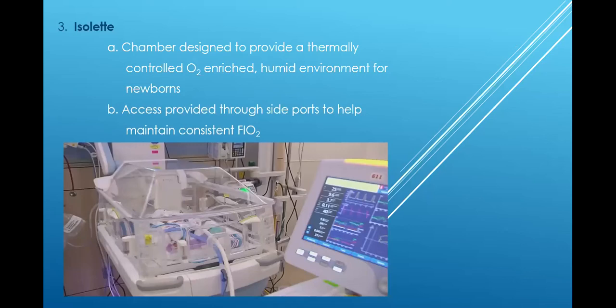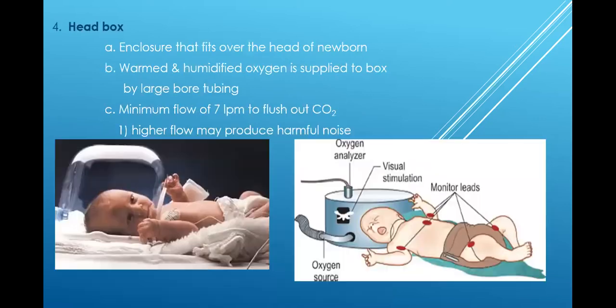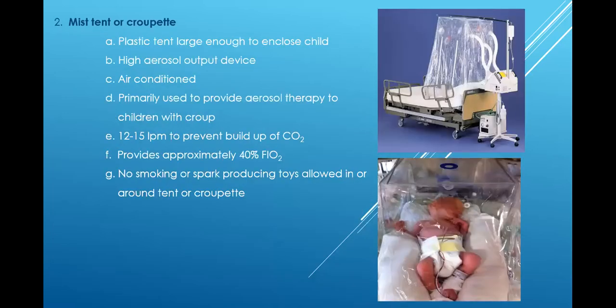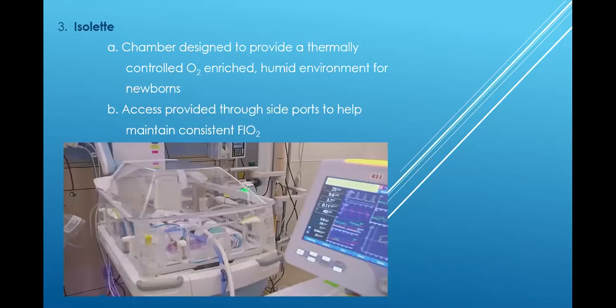One is mostly for newborns. The other one's for any kind of baby that has croup. The mist tent is for a little bit larger baby, if they have the croup. And the croup one is going to be cooler, air conditioned. This one is thermally controlled. It's a little warmer. So the isolette's going to be a warmer environment. It's going to be like mama. It wants to feel like inside of mama. So number three is the isolette, also known as an incubator. Somebody might say incubator, the test might say incubator.